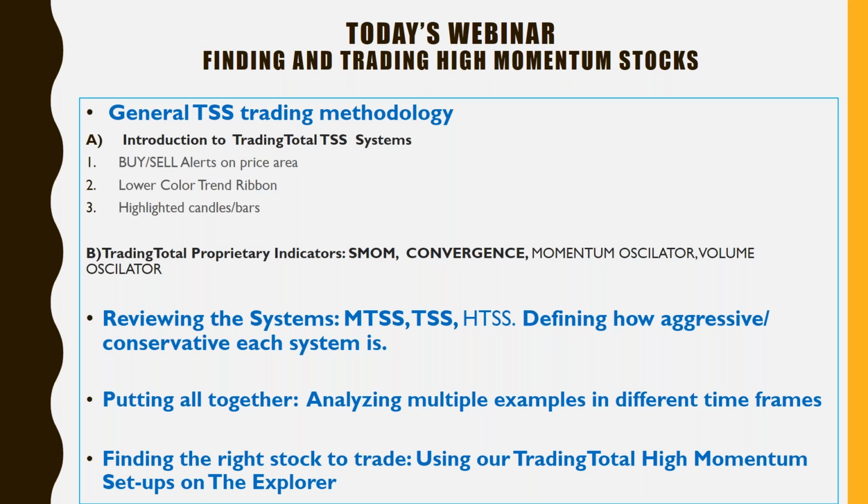In addition, we are going to discuss a couple of our proprietary indicators, the S-momentum indicator and the convergence indicator. We have more proprietary indicators, but today we are going to focus on those 2, S-momentum and convergence, for time reasons, obviously. Then we will be reviewing an overview of the different systems, because it's a set of systems with different grades of aggressiveness, and we will be explaining how aggressive or conservative each system is. Then we are going to put everything together, analyzing multiple examples in different time frames.